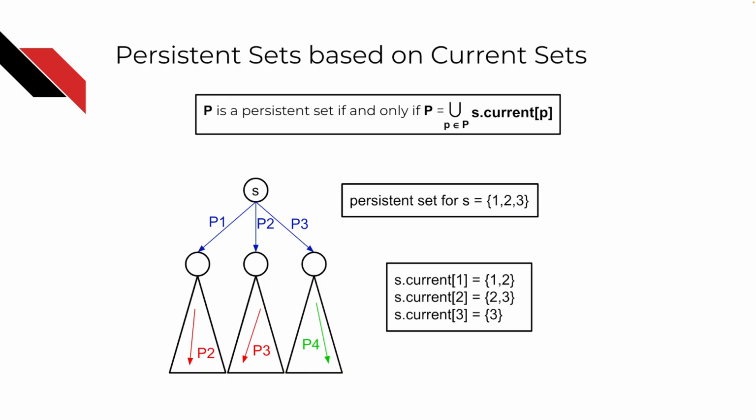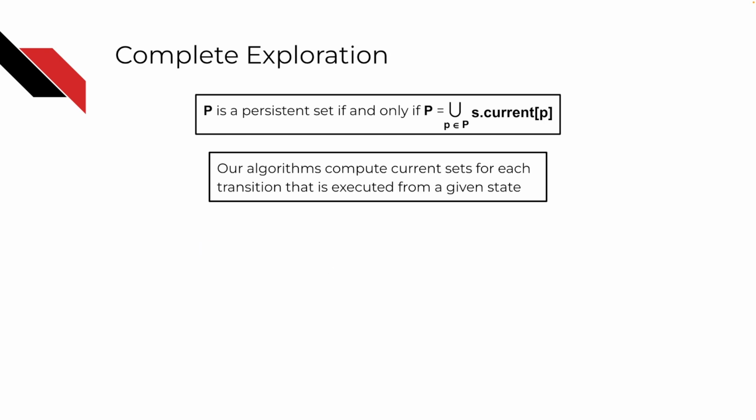Now, actually we can redefine persistent sets using current sets. A set of processes P is a persistent set for S if, when we get the union of the current sets of S for every process in P, this union is equal to P. In the example, when we get the union of current sets for processes 1, 2, and 3, we again obtain the set containing 1, 2, and 3, which is a persistent set. Note that the singleton set {3} is also a persistent set, as current 3 contains only the process 3.